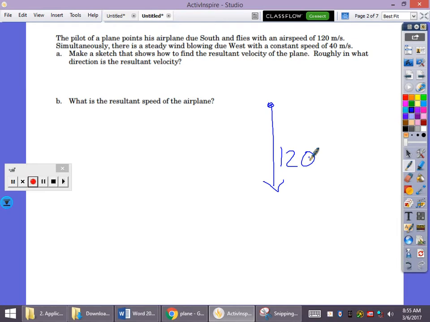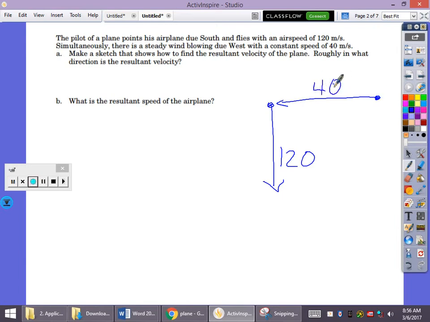Show me with your arms which way west is. This way, right? If I put this here, it doesn't work, because we have to do the head to tail method. So the wind is blowing west. I can either put it up here like this, or I can put it down here. I chose to put it up here. Is my vector pointing west? Is it acting on the plane? Yes, it is acting on the plane, and it gets a 40.